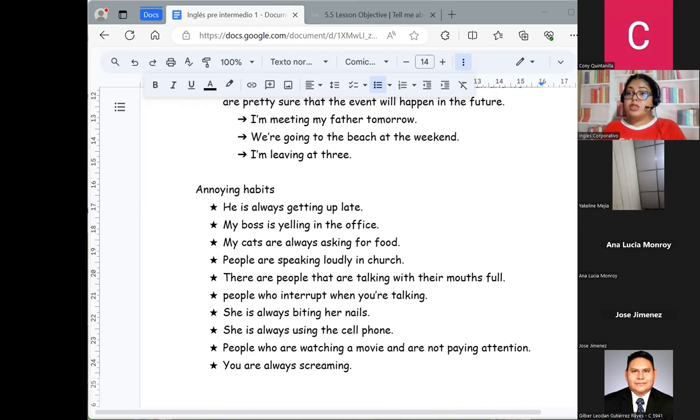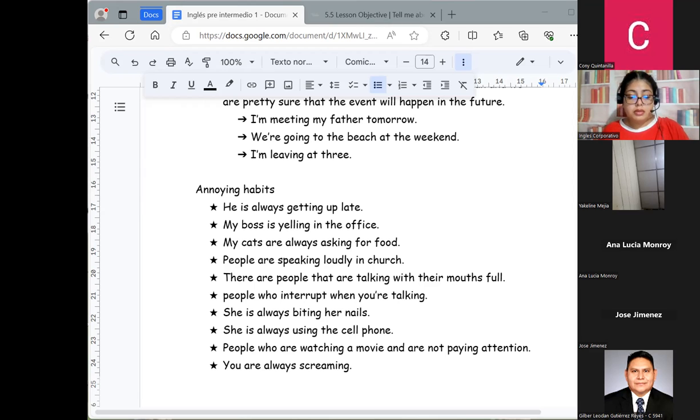Or maybe when you are talking to someone and that person is not paying attention to you, that is very annoying. And there are a lot of people doing something like that because they are watching different things, or they are paying attention to other things or other situations that are happening in that precise moment. So we have different examples here of bad habits that people have, and we are using those bad habits with the present continuous.